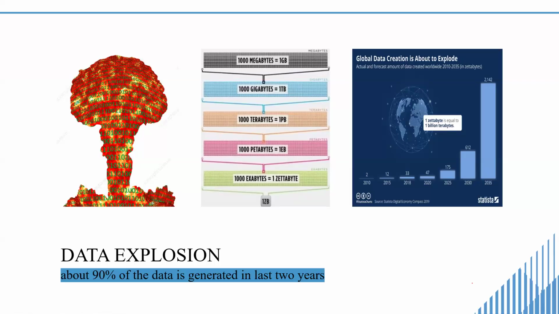The data explosion is such that about 90% of data was generated in the last 2 years only. You can see here that in 2020 it was 47, but now in 2025 it is multiplied by three. People are after data. It's all about data that companies are looking for.